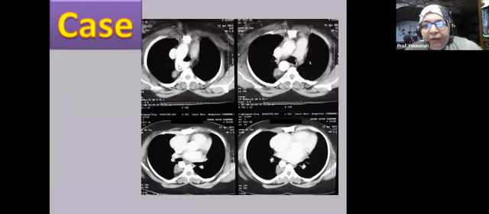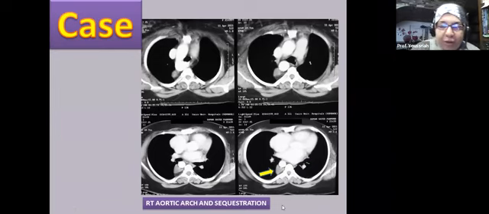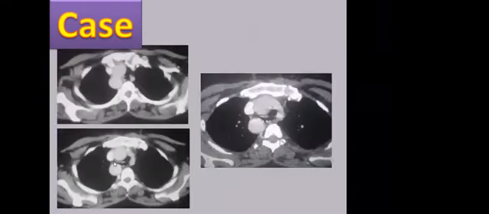Now, in this case, we have a right side aortic arch, the superior vena cava in its normal position, and the descending aorta coming down on the left side. And in addition, we have this abnormal soft tissue lesion in a paravertebral position, which is a case of sequestration. And you can see an aberrant branch arising from the aorta entering this lesion. Now here.